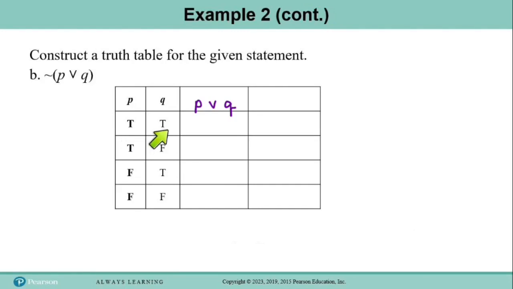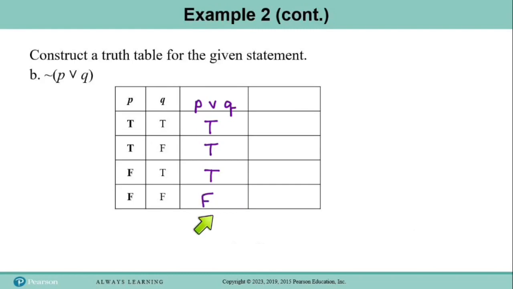So here where P and Q are both true, P or Q is going to be true. On the second line, statement P is true, so P or Q is also true. On the third line, statement Q is true, so the statement P or Q will also be true. On the fourth line, both component statements are false, so the overall statement P or Q is also false.